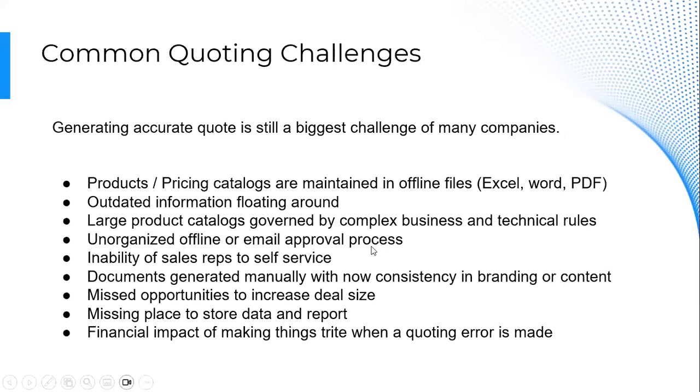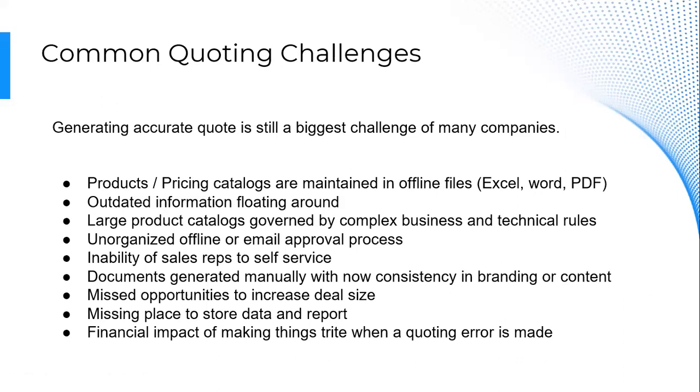Outdated information floating around, like pricing information is always changing. There can be a scenario where every week the price of a particular product gets changed. If that information is not updated accordingly, or if you have hundreds or thousands of products and you have stored them offline, in Excel or in a Word file, updating that information is very difficult. Then large product catalogs governed by complex business and technical rules.